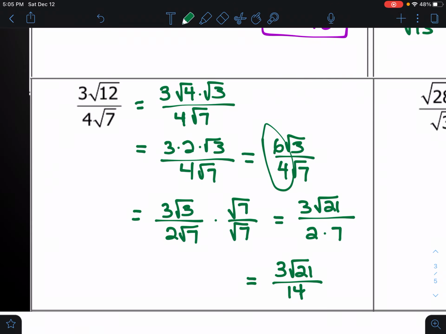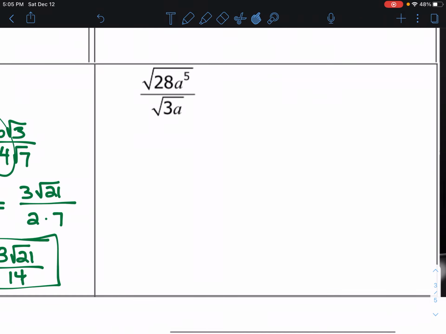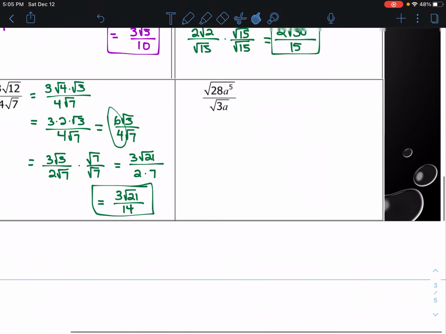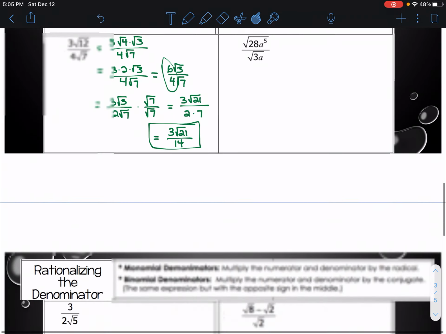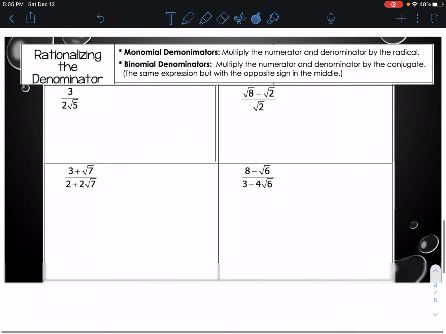And again, I want to look at the 3 and the 14, the coefficients, and see if I can reduce. Those are already reduced, so I'm good. Okay. I think we'll come back to this one, or maybe if you have questions on this one, we can talk about it. But I want to move to some of the other ones here that get a little bit crazier.